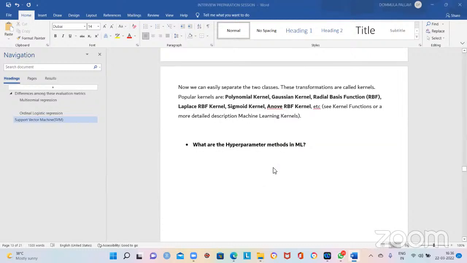Coming to the next question, what are the hyperparameter methods in machine learning? Please mention in live chat. What are the hyperparameter methods in ML?